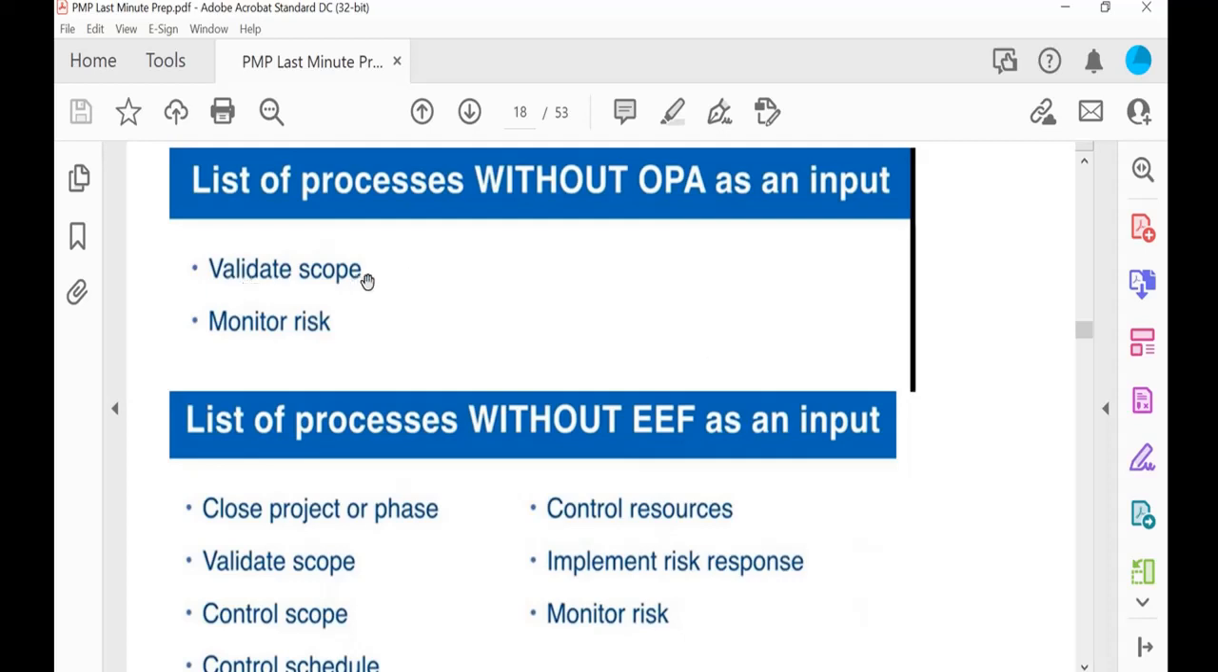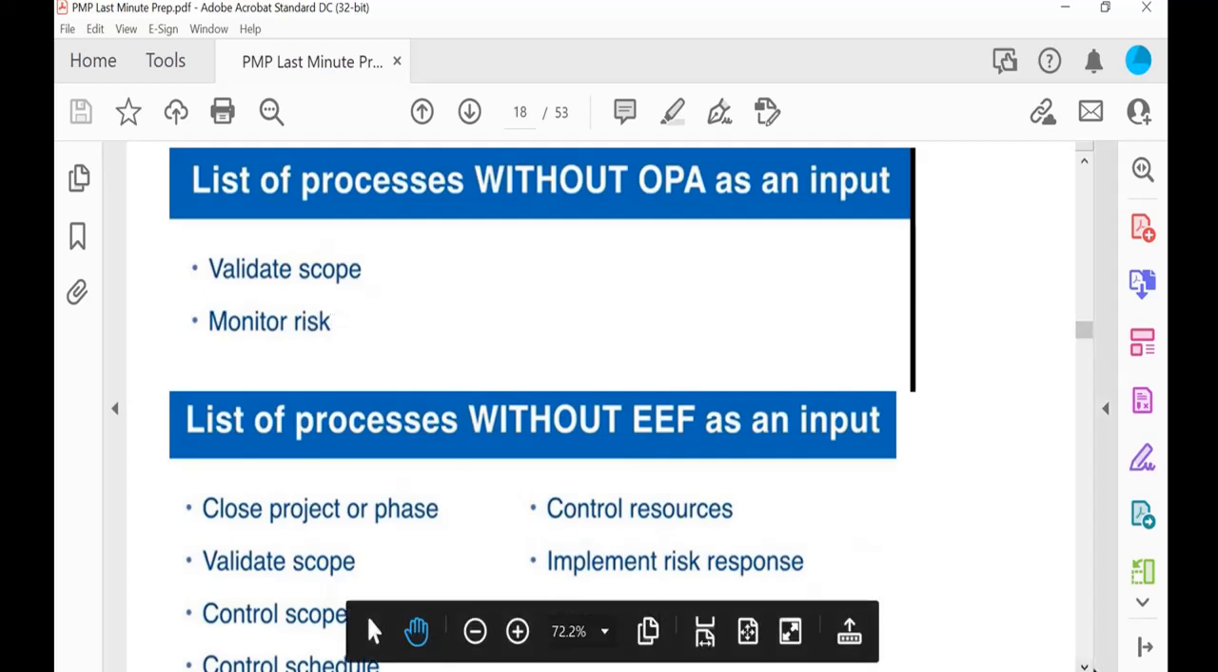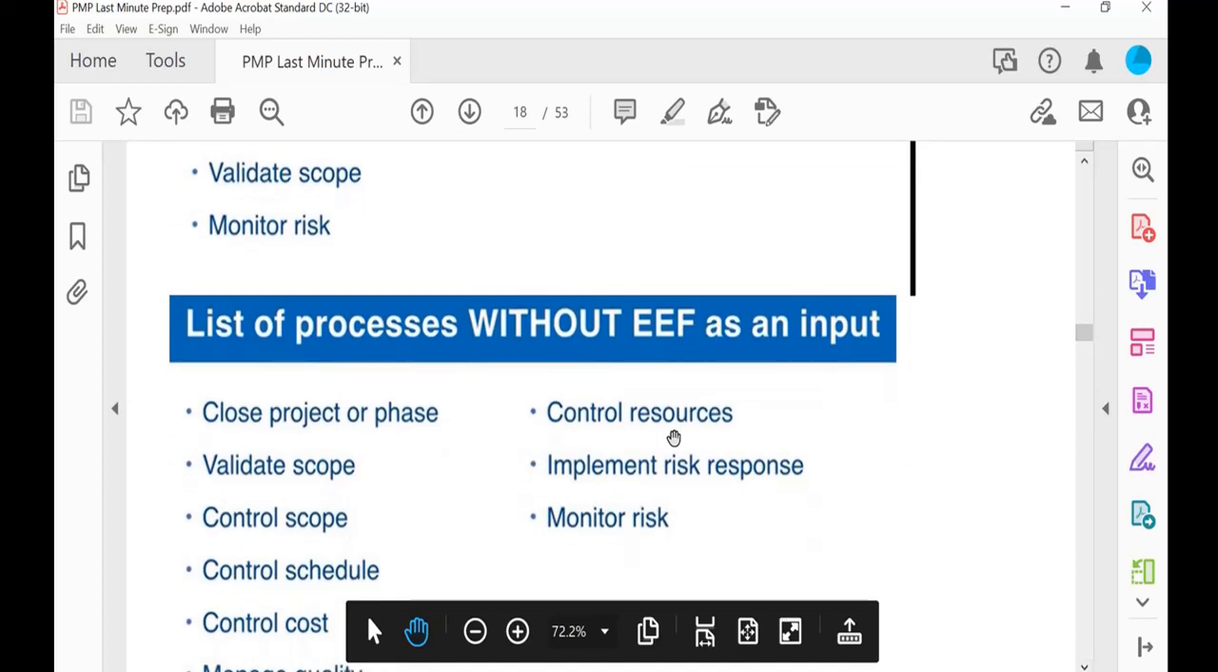So this is the list: validate scope and monitor risk. If you remember these two things, then all the other processes have OPA as an input. Only two things, validate scope and monitor risk, don't have OPA as an input. Except for those, all the processes have OPA as an input. It's a common input. That is validate scope and monitor risk.